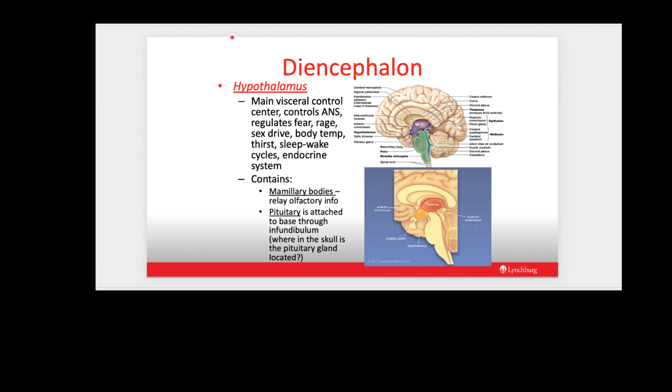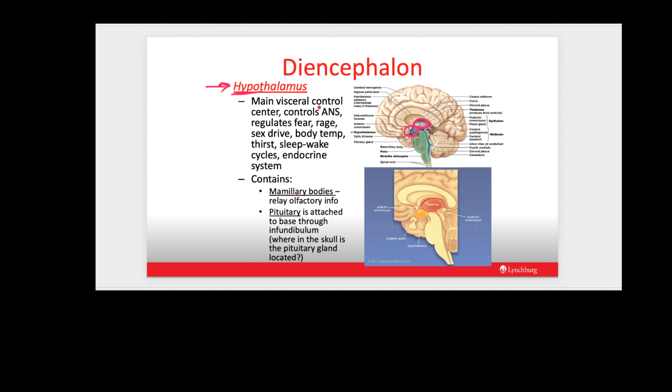Okay, another structure that's located within the diencephalon is the hypothalamus. So hypo means below, right? So this is going to be a structure that's below the thalamus. So just on this image here, here's thalamus. It's this kind of oval egg-shaped area. This structure here below it is going to be the hypothalamus.